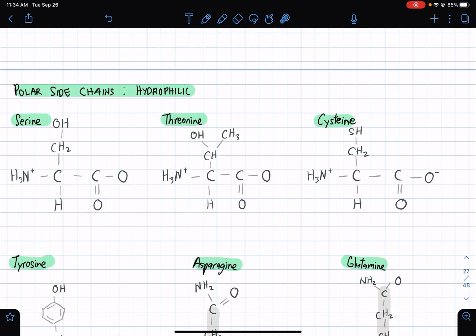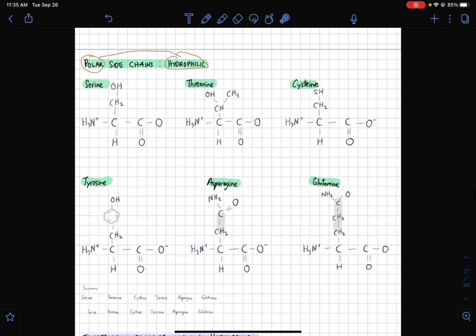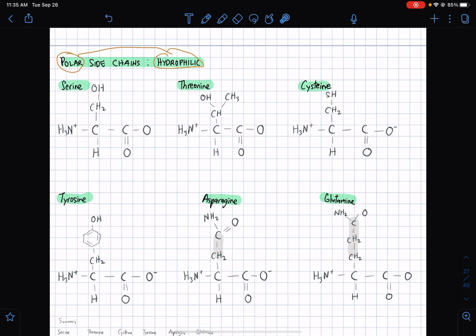Now, for the second categorization, we have polar amino acids with polar side chains. Analogy: if nonpolar is to hydrophobic, then polar, which is the opposite of nonpolar, is to hydrophilic. That means polar molecules are naturally hydrophilic, which makes them water-loving. They mix well with water. Under this categorization, we basically have 6: serine, threonine, cysteine, tyrosine, asparagine, and glutamine.